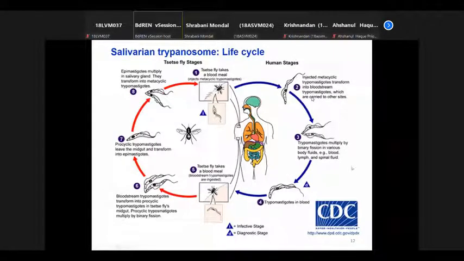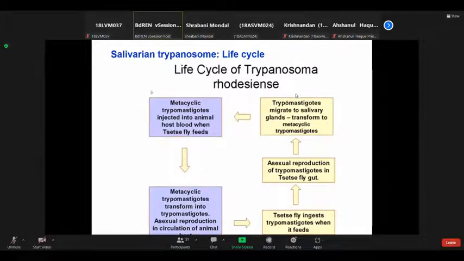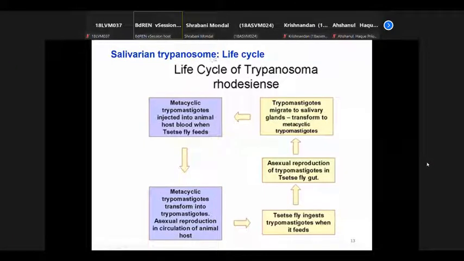So I am giving an example of the salivary trypanosome life cycle. What's happening? Life cycle of Trypanosoma rhodesiense. First of all, metacyclic trypomastigotes are injected into the animal host's blood when the CC fly feeds. That is, when it comes to feed, it injects them.